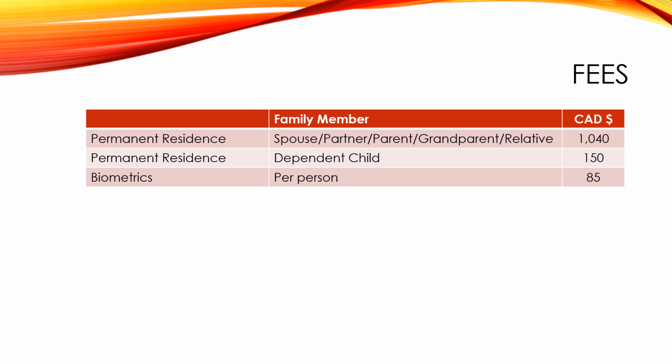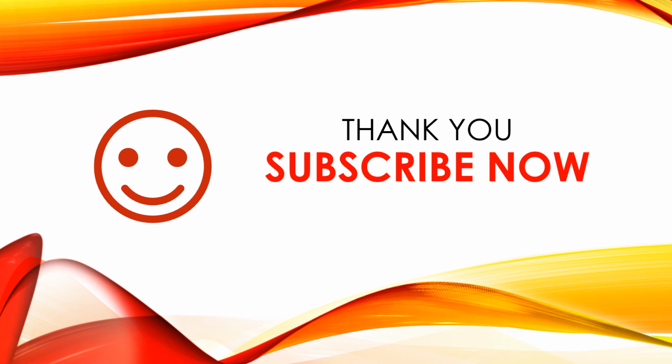Next, I'm talking about fees. For permanent residency, it's the same for everybody who is an adult: spouse, partner, parent, grandparent, relative. For everybody, it's $1,040 CAD. For a dependent child, it's just $150. And biometrics per person is always $85 CAD.